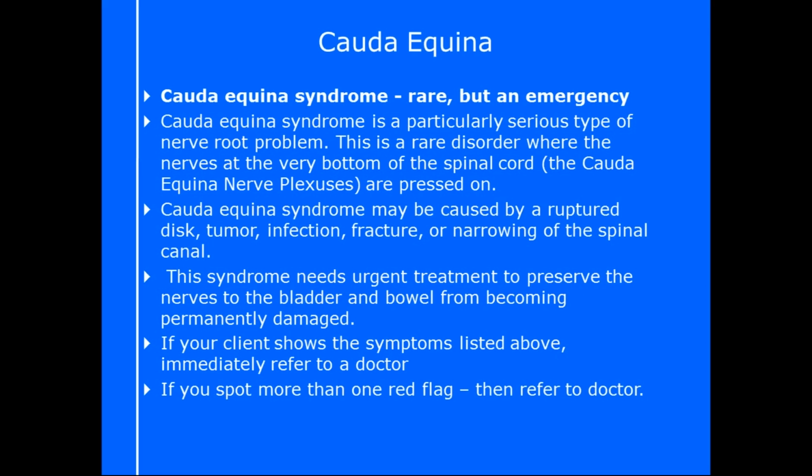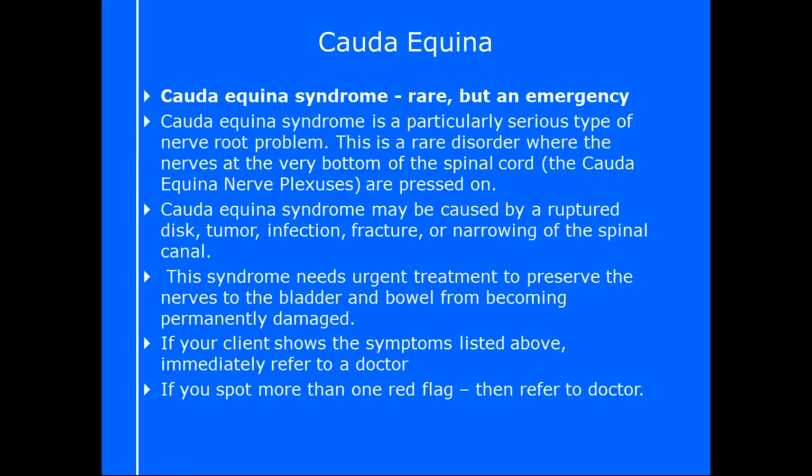This is where it becomes potentially different to the others, in that you may be able to help notice the symptoms of this syndrome and allow them to get to treatment as soon as possible. So if you notice some of these symptoms, which we're going to go through in just a moment, then you need to refer them to the doctor straight away. The reason for this is that you want to preserve the nerves that go to the bladder and the bowel from becoming permanently damaged. The sooner this is treated, the less disability occurs.